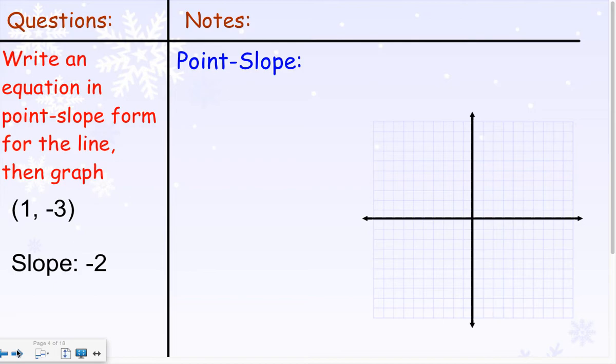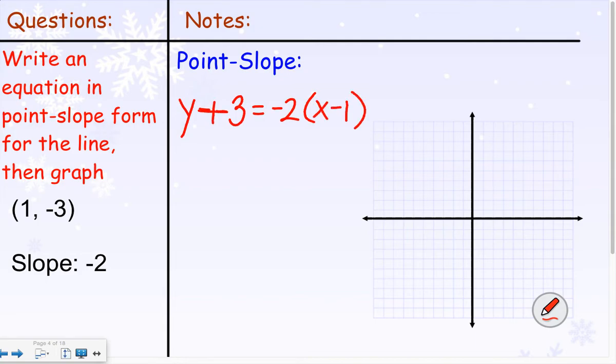All right, second one, write an equation in point-slope form for the line, then graph. So y minus a negative 3 equals negative 2 times x minus 1. This I'll change into a plus. Then to graph this line, I'm going to graph the ordered pair 1, negative 3. My slope is negative 2, so I'll go down 2 over 1, down 2 over 1. And I usually try to make enough dots where my line will cross the y-axis.